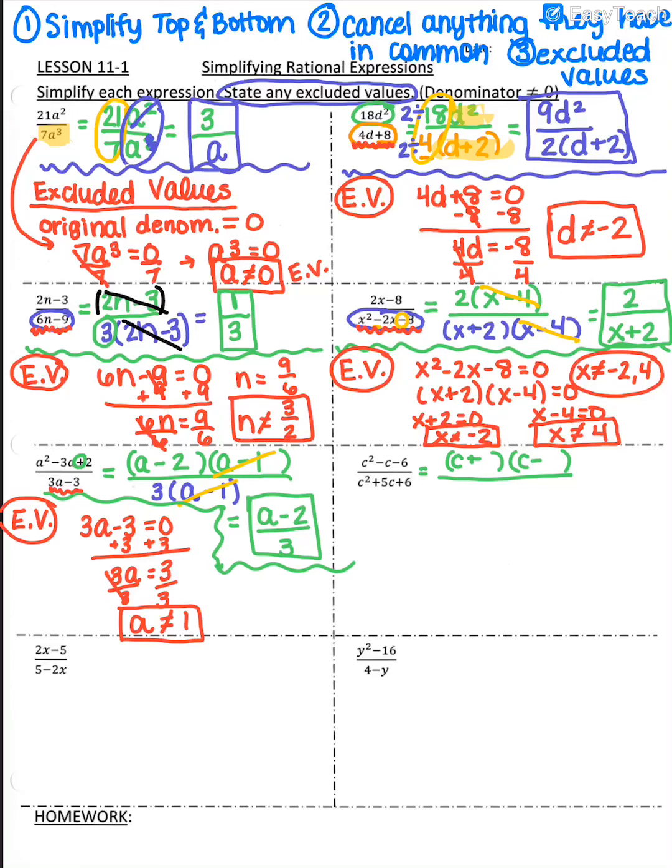And I need numbers that multiply to 6, but subtract to give me an invisible 1 in front of the C. So my numbers that are going to work are 3 and 2, because 3 times 2 gives me 6, but 3 minus 2 gives me 1. And the bigger number needs to go with the middle term sign, which is negative. So the 3 goes here, and the 2 is going to go there. Now we're going to simplify and factor out on the bottom.